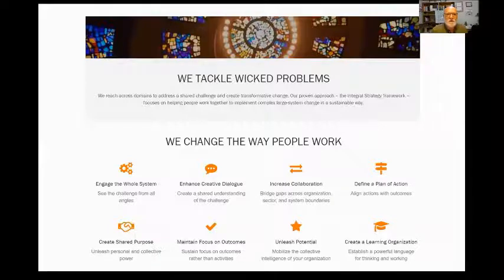We unleash the potential. It's amazing the potential that's available in your communities, particularly from a regional approach, and the best way to unleash that is to harness it. And to do that, we need to define a shared plan of action, and we need to create a learning organization. And I say organization, but this applies equally in a community or across a variety of communities. So people working together need to learn how to work together.